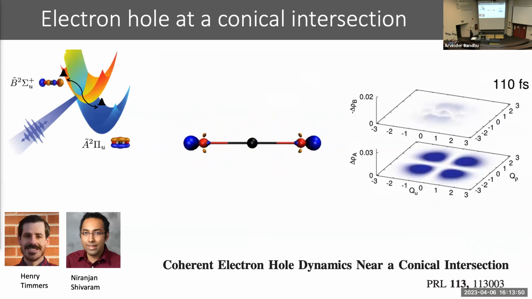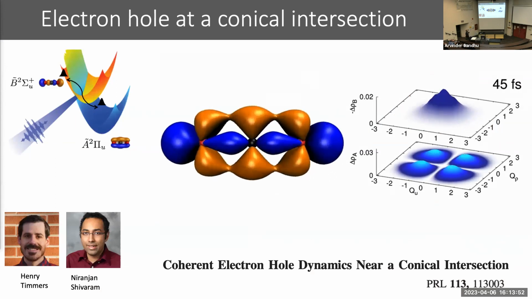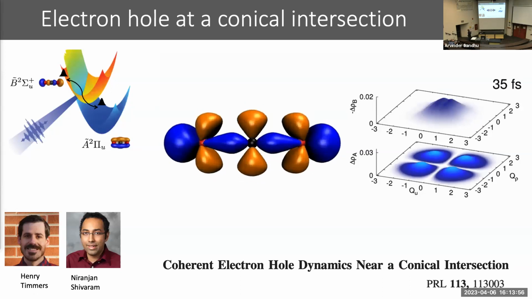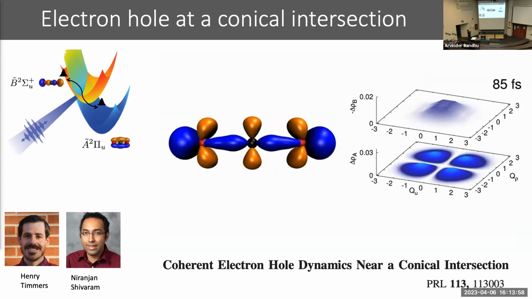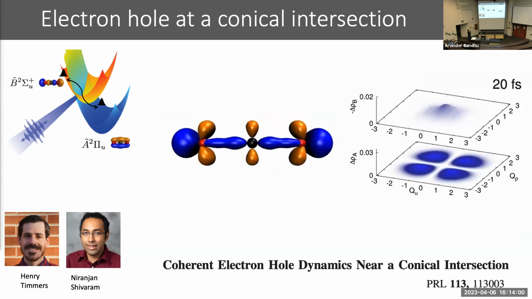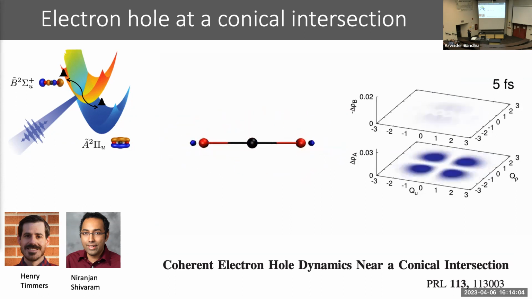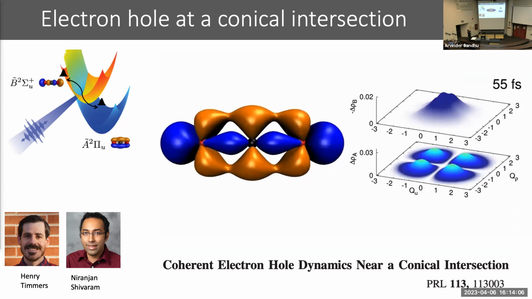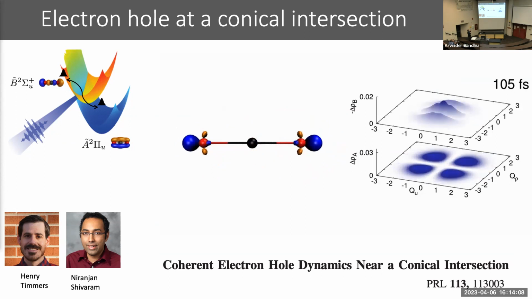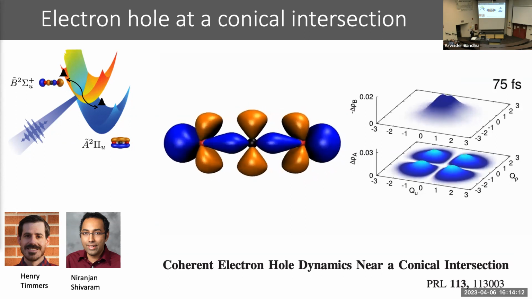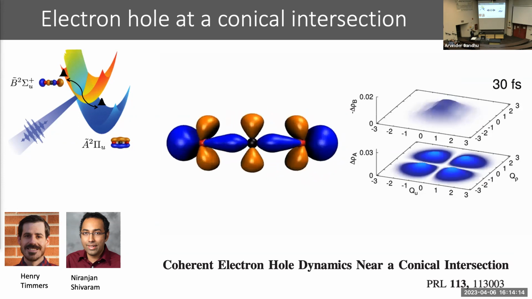So this is an experiment where we created, with an XUV pulse, a hole in the sigma orbital of a CO2 molecule. And then what happens is that the hole moves automatically by itself into the pi orbital of CO2. And due to this coupling between the electrons and nuclei, they talk to each other and the energy is converted from one form to other.